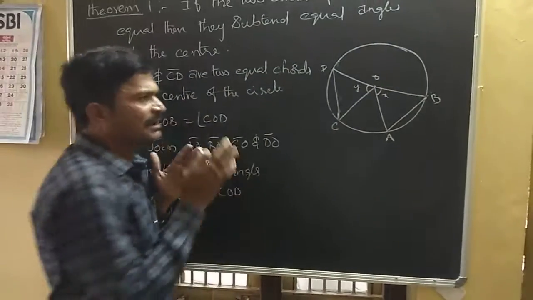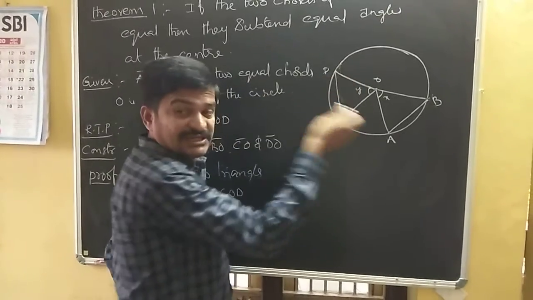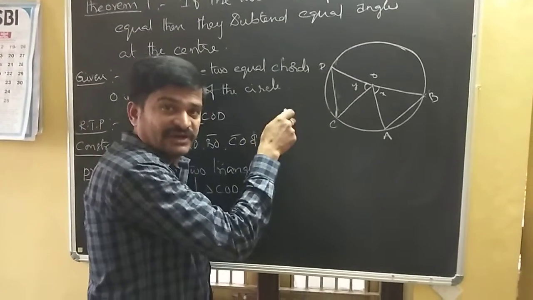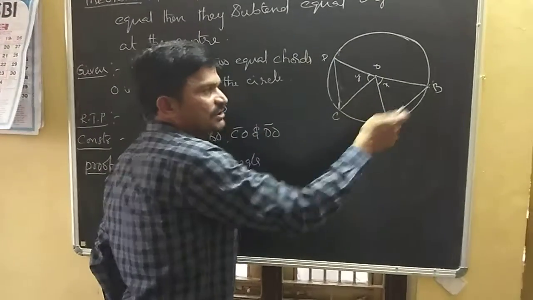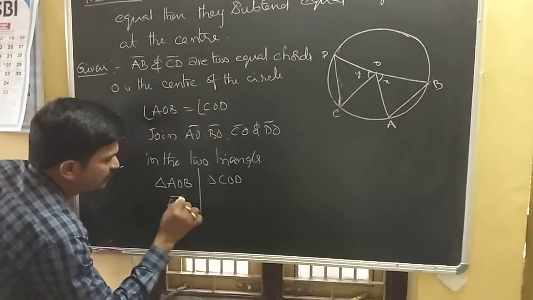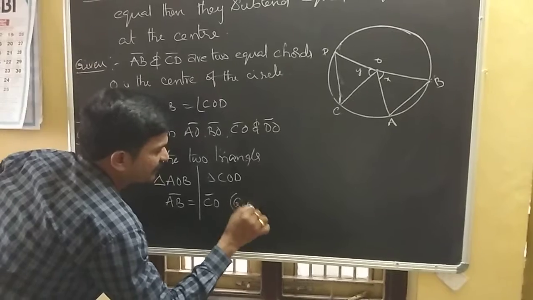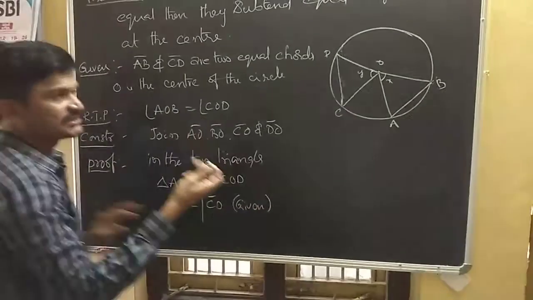Let us see. Clearly, we can say that AB equals to CD because it is given. In the question itself, it is given. The two chords are equal. So, AB equals to CD. How it is given. And anything else?